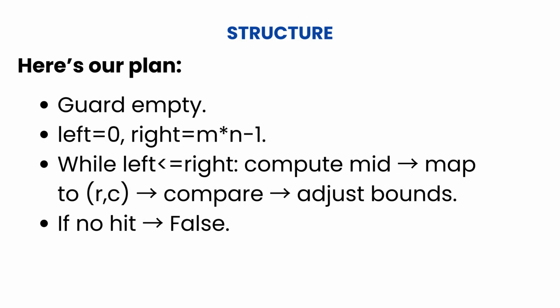Structure. The plan is straightforward. Guard against empty inputs. Set left to 0 and right to m times n minus 1, while left is less than or equal to right. Compute mid. Convert mid into row and column. Compare matrix at row and column to the target. If it matches, return true. If the midpoint value is smaller, move left to mid plus 1. Otherwise, move right to mid minus 1. If the loop ends with no match, return false.